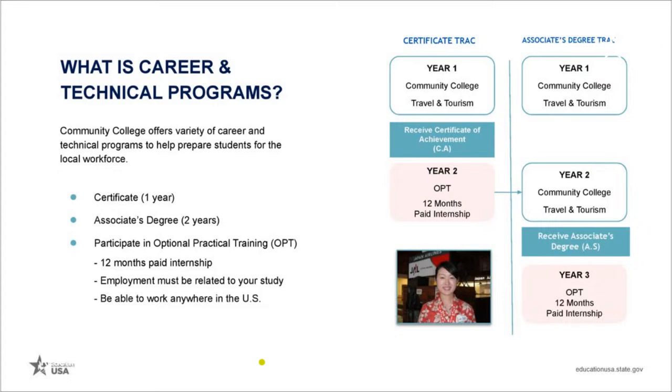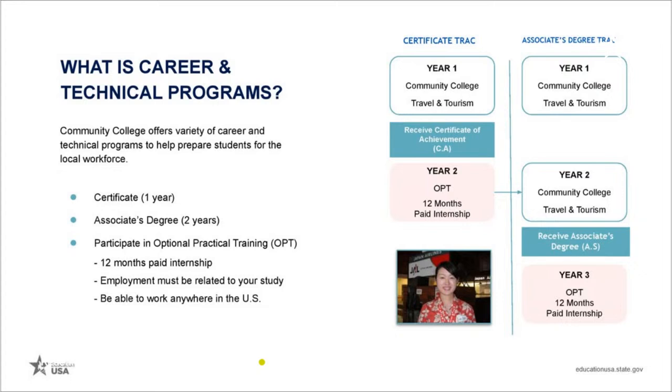Also, after finishing community college, you can take part in OPT program. OPT is a 12-month opportunity for international students to work full-time in the United States. So it can be 12 months of paid internship, or 12 months of unpaid internship, or 12 months of full-time work during your stay in United States after you finish a community college.